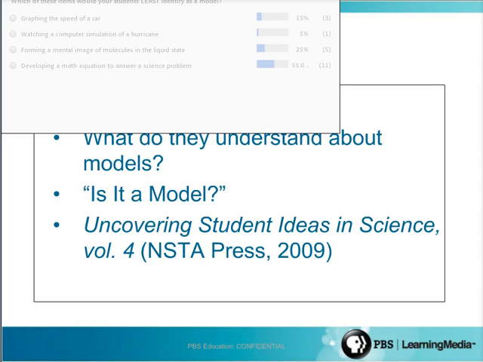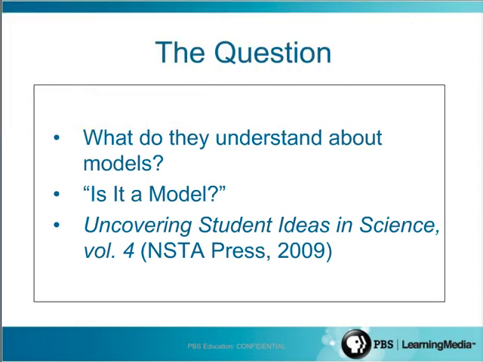All right, so you guys did a nice job. That was the number one lowest on the questionnaire for the students. And we'll see how you did on the others. We had 15% said graphing the speed of a car wouldn't come out too well. Watching a simulation came out pretty well. Forming a mental image of molecules in liquid state, people picked that one. Okay. All right. Thank you very much, Carolyn.